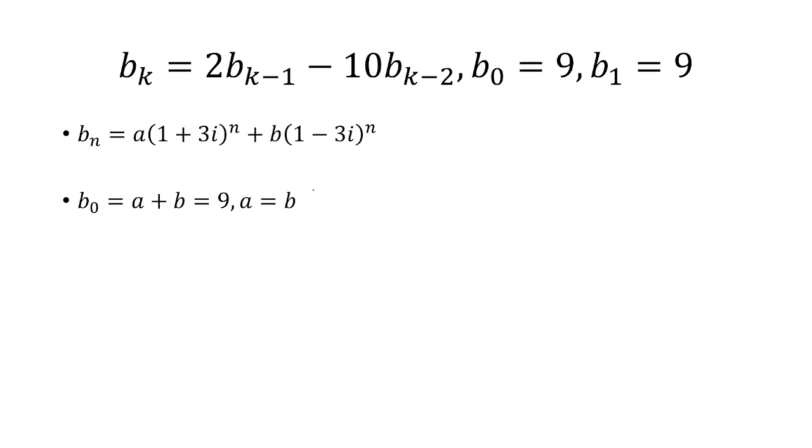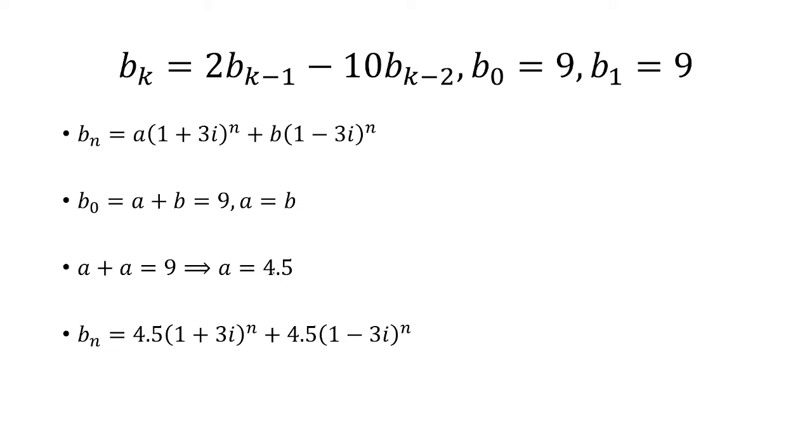Now we want to use what we have. a plus b is 9, and since a is b, we can substitute a in for b. So we have a plus a is 9, which means a is 4.5, and because a is equal to b, so is b. So now we go over here and just replace a and b with 4.5 to get our final answer.